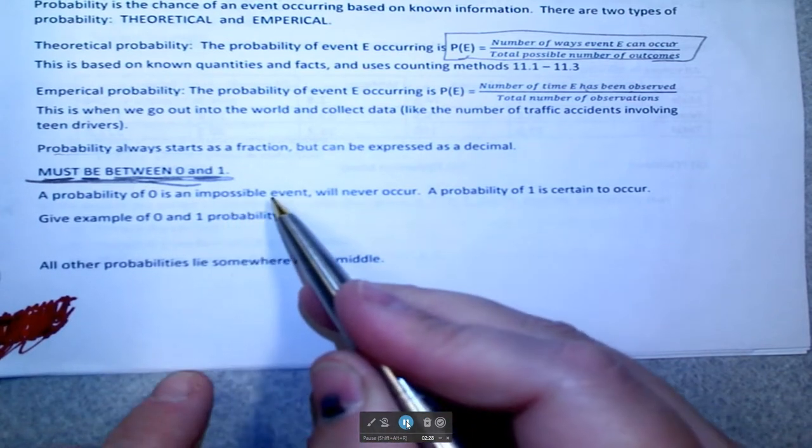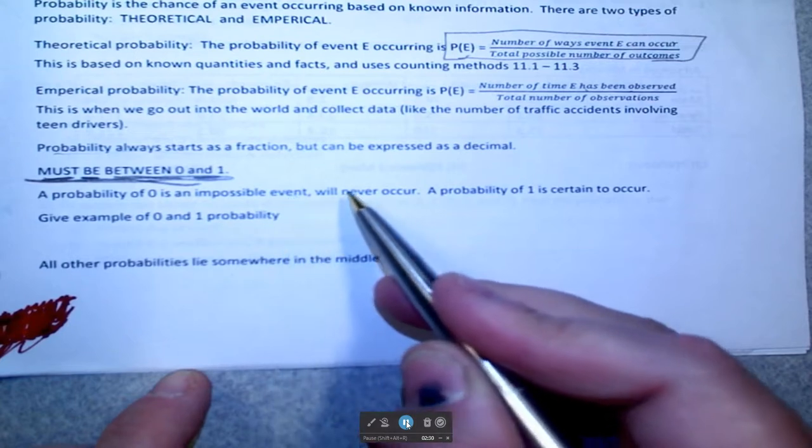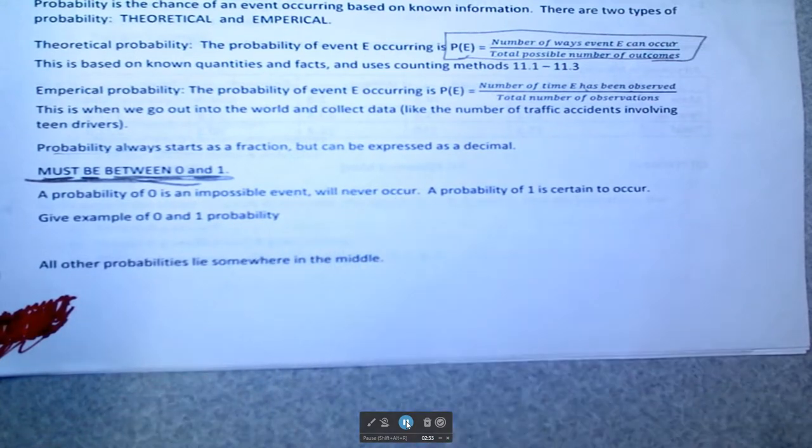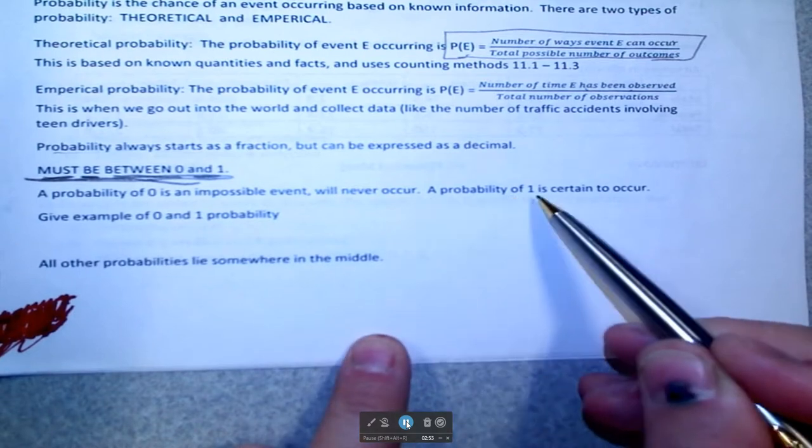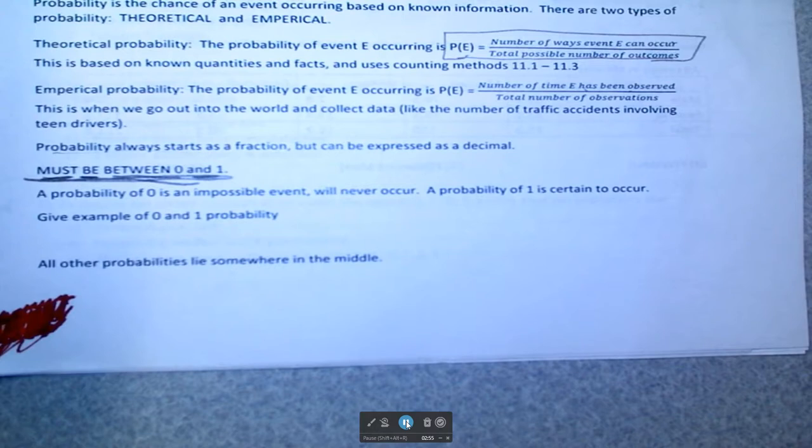A probability of 0 is an impossible event. It will never occur, period. For those who have seen me in person, a probability of 0 would be, what is the probability that I shave my beard tomorrow? The answer is 0. Never going to happen. A probability of 1 is absolutely certain to occur. Nothing can stop it. What is the probability that the sun will come up tomorrow? It's 1. It's going to happen. So that's an example of 0 probability and 1 probability.